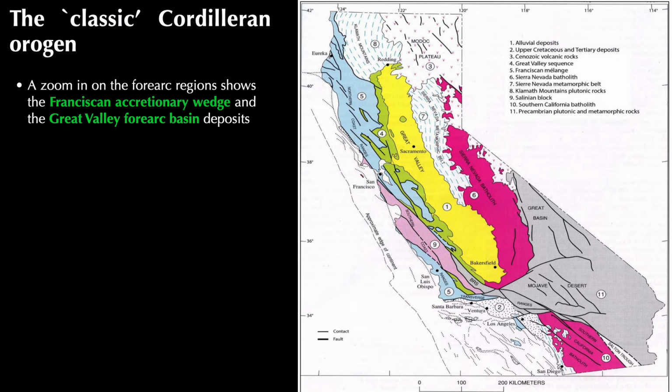In the present day, they're of course shuffled substantially by overprinting San Andreas related right lateral slip, but otherwise they still preserve the general sequence of Franciscan accretionary wedge as the most outboard, the Great Valley forearc basin to the east of that, and then the Sierra Nevada arc to the east of that.